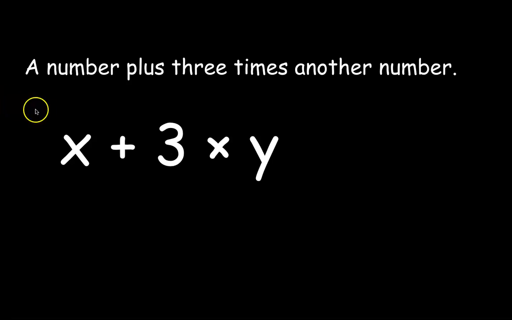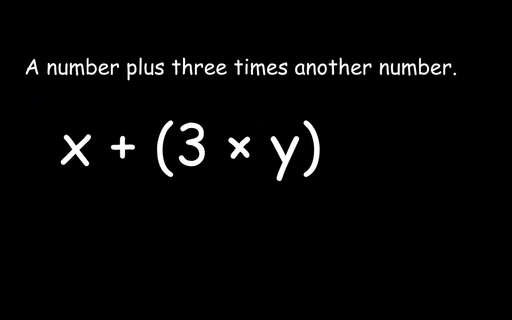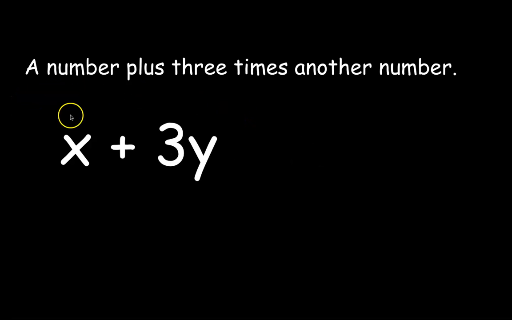A number plus 3 times another number. But remember, you could have put it in brackets, you don't have to. We did say we try and get rid of multiplication signs. So a number plus 3 times another number.